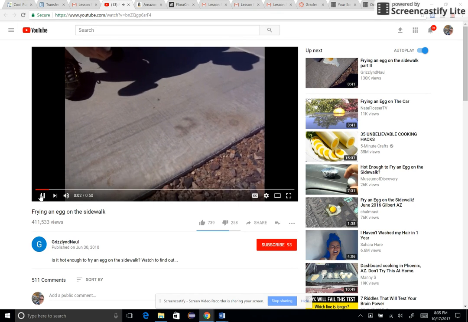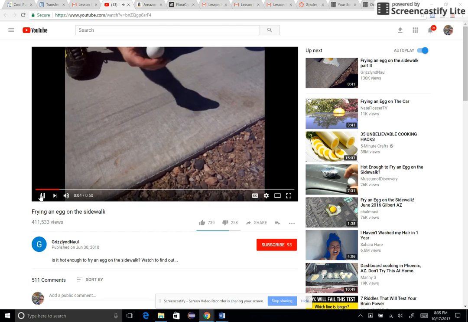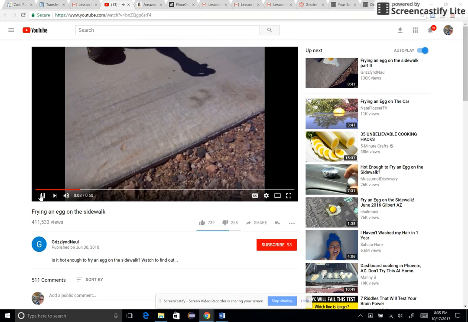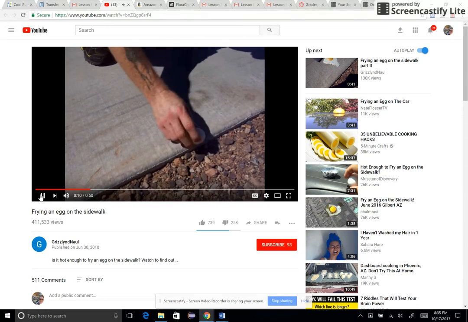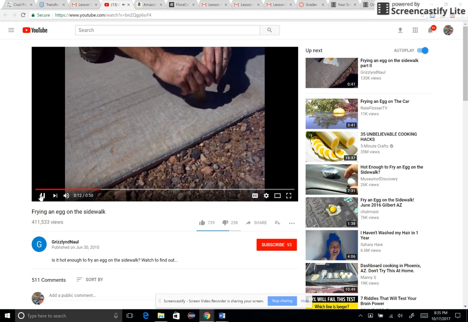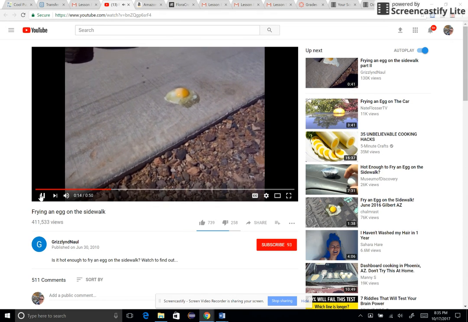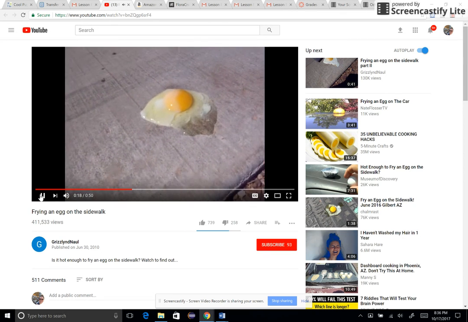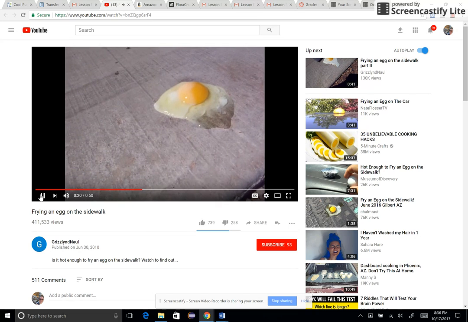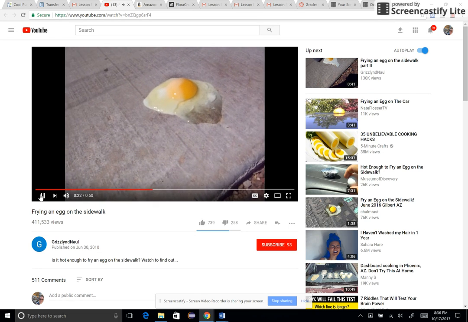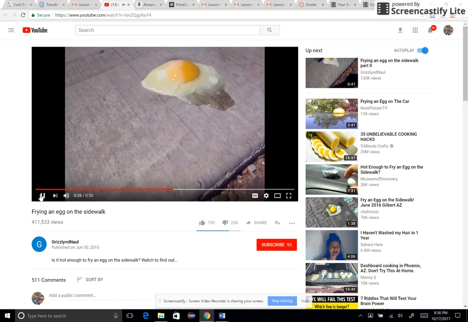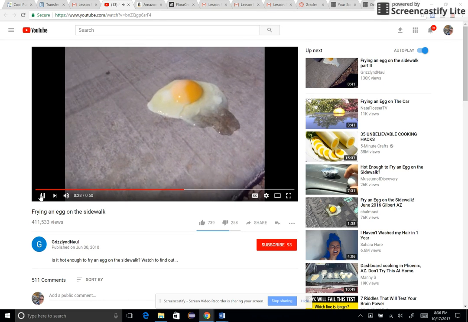All right, right now we're going to see if it's actually hot enough to fry this egg on the sidewalk here in Arizona. We're in Florence. It's about 117 degrees. Look at that. It is cooking. Oh my God. Don't zoom in too much.